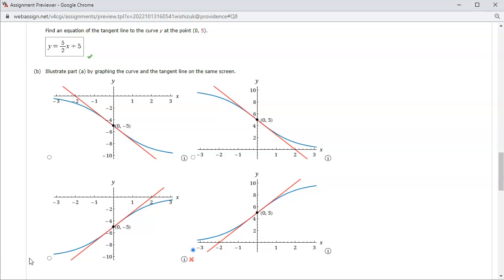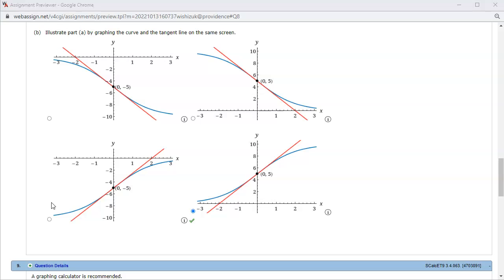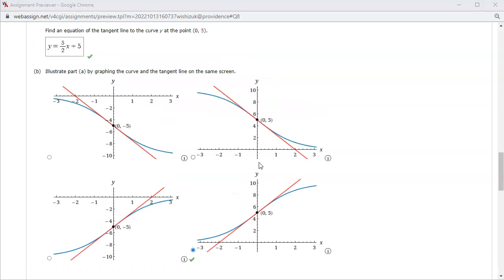Let's check the answer. I came back and it looks like we got the correct picture. That's it. I hope that this was clear.